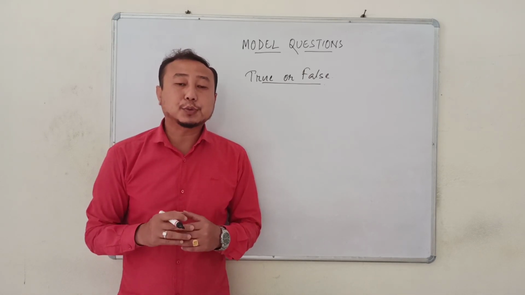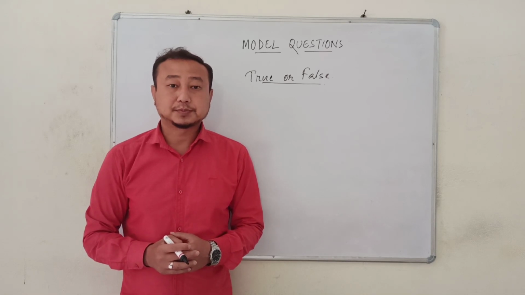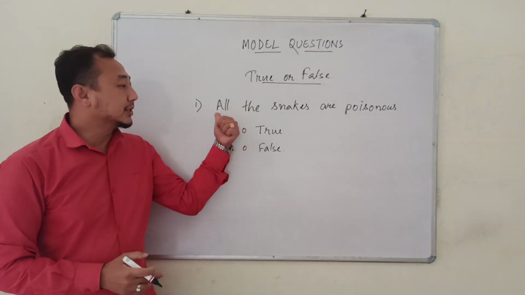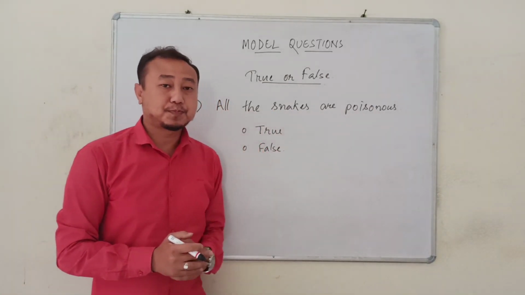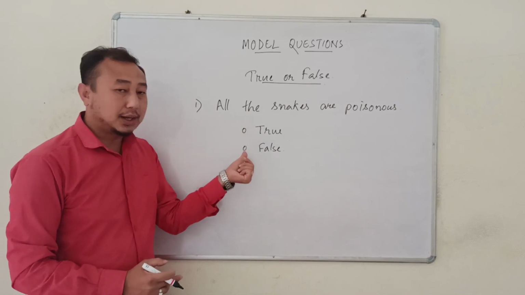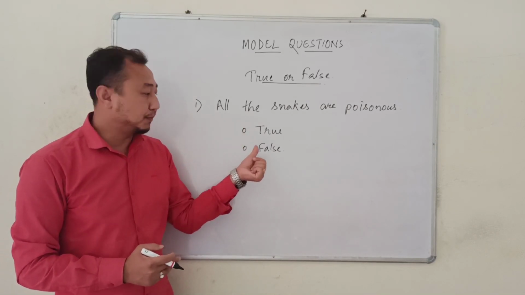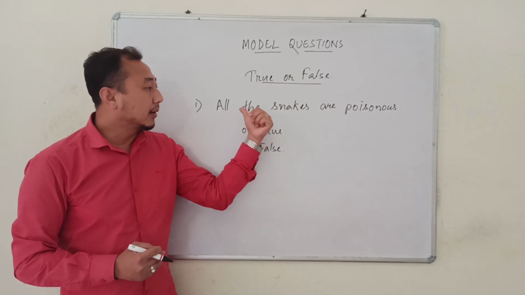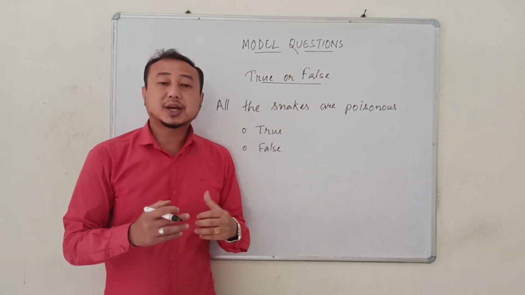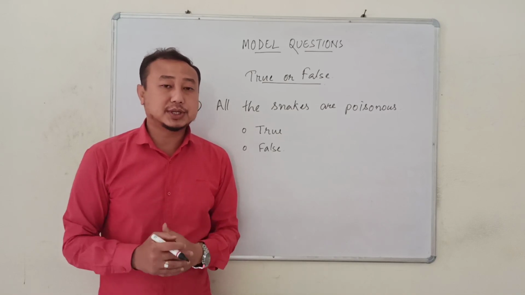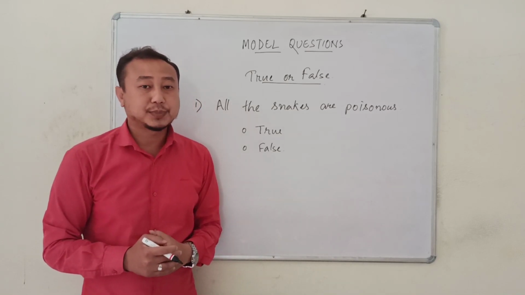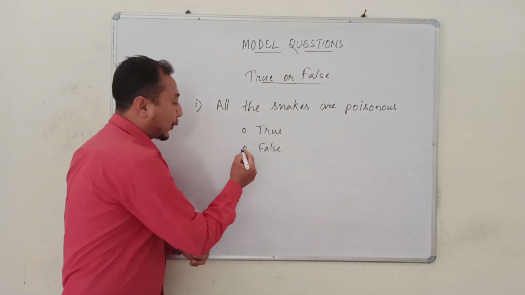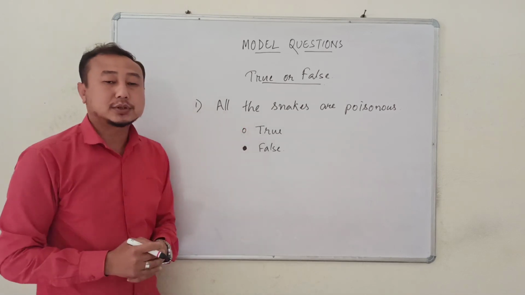So let us see how the question will be presented to you. One example of the true or false question is given on the board. The question is, all the snakes are poisonous. Underneath this question, two columns will be provided to you: true, false. So in the second chapter, we learned that all the snakes are not poisonous. There are many snakes present in our surroundings which are not poisonous. So the statement that is given here is false. So for this, you have to click on this false column.